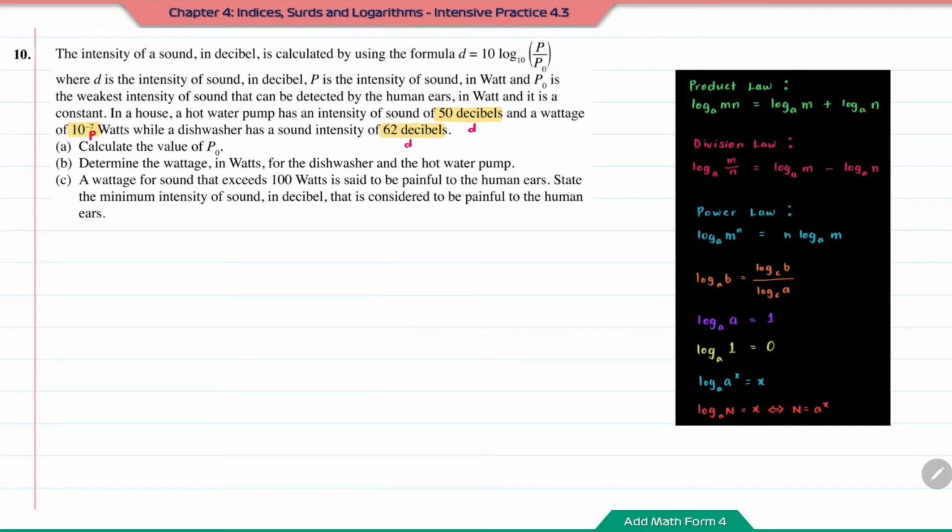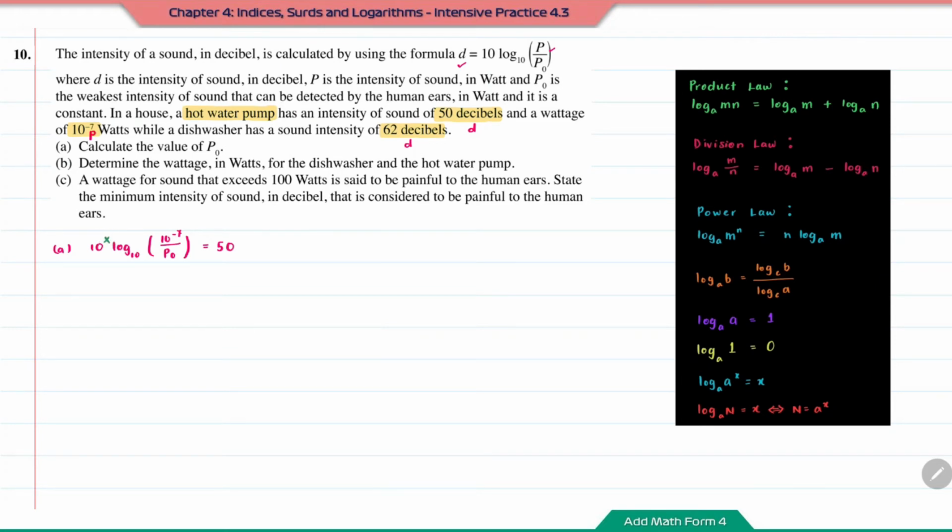So A, calculate the value of P0. For question A, we're going to use the information of the hot water pump, as we already have the D and the P. So when we substitute it into the formula here, then we can find the P0. So here, 10 times log base 10 of P. So the P, we're going to replace it with 10 to the power of negative 7 over P0. Here is going to equal to 50.